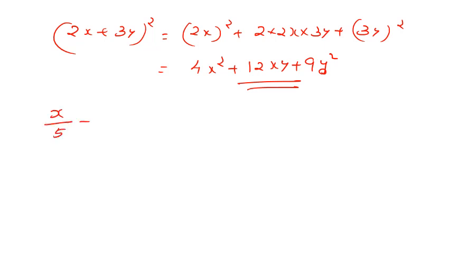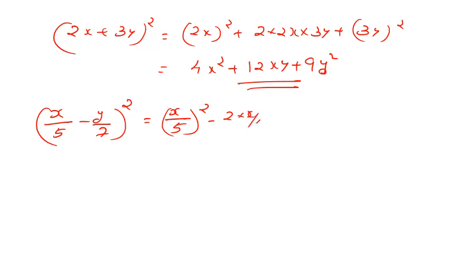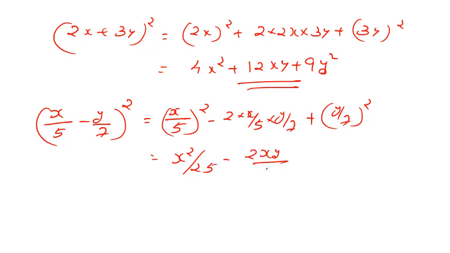Now another question. x by 5 minus y by 7 the whole square. So here what do you have to apply? You apply the formula a minus b the whole square. So x by 5 the whole square minus 2 into x by 5 into y by 7 plus y by 7 the whole square. So x squared by 25 minus 2xy by 35 plus y squared by 49. This is the answer.